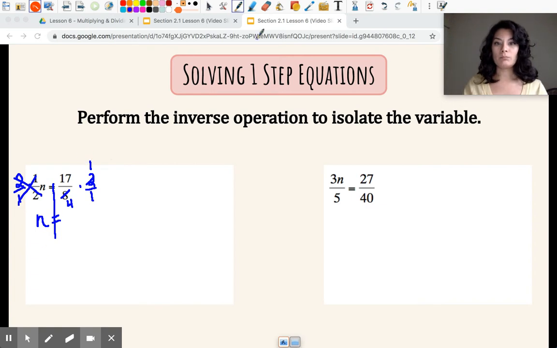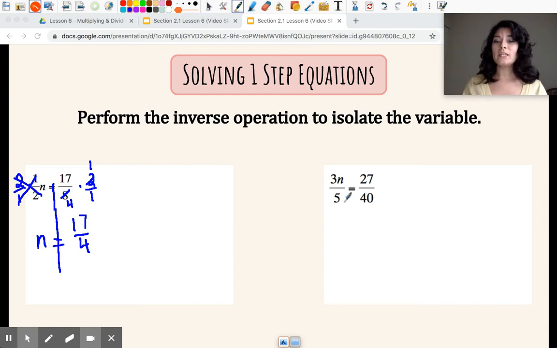Let me actually move my answer a little bit further down so I've got some more space. So n is going to equal 17 times 1 gives me 17 in my numerator. 4 times 1 gives me 4. There's my final answer.